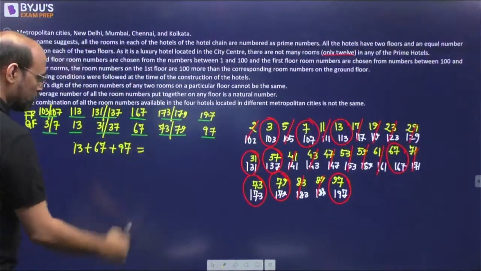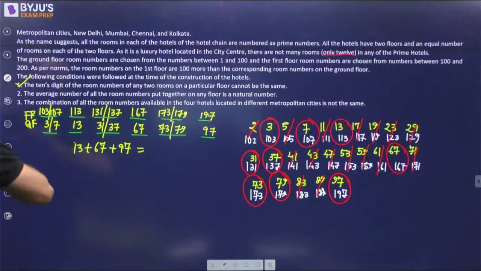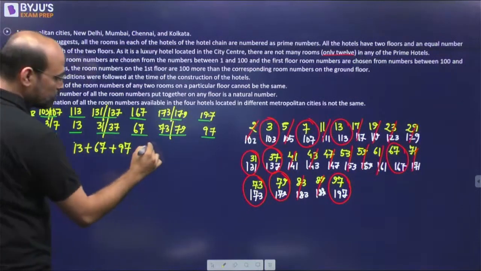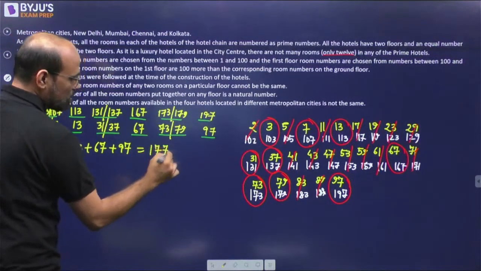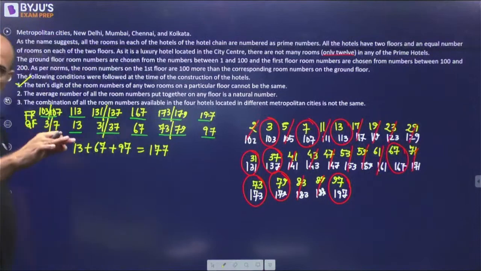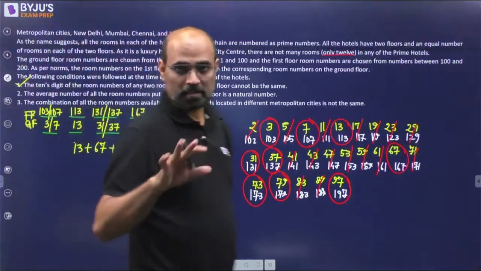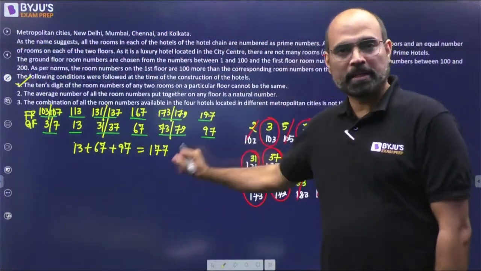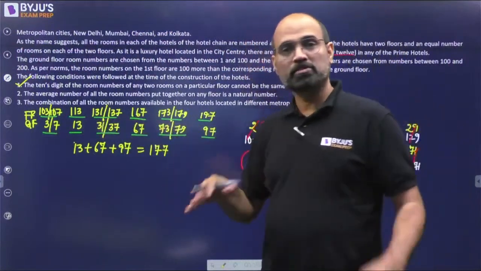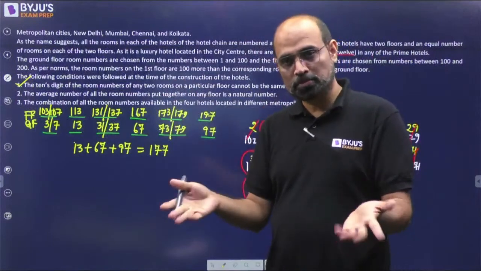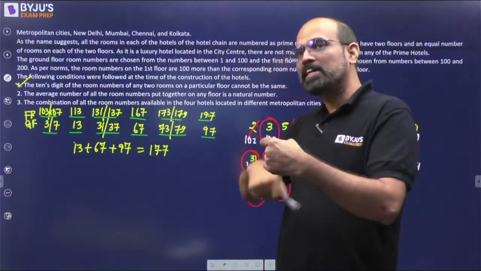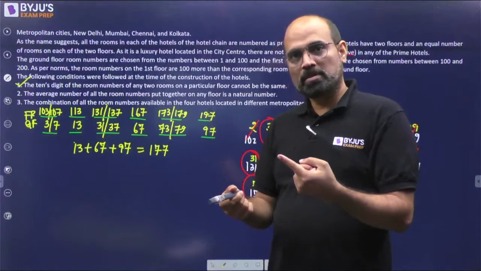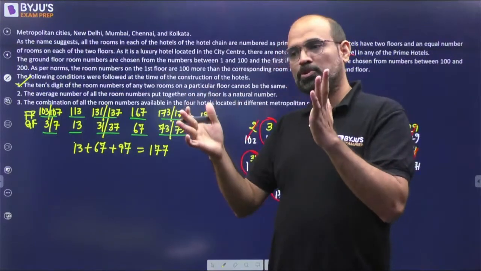So if we add all of this, this is going to give me 67 plus 13, which is 80, plus 97, which is 177. Now 177, if you divide it by 6, it's not divisible by 6. Why 6? Because for the average we need the sum divided by 6 numbers, 6 rooms. So it means that I need to add numbers such that the new sum is divisible by 6.